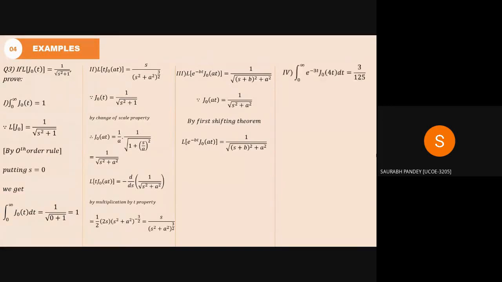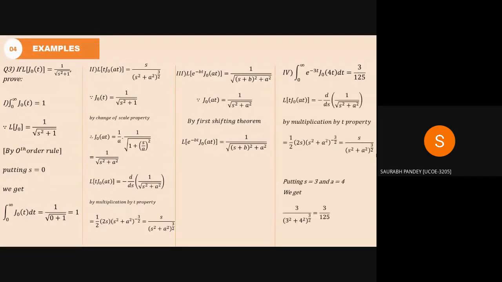So the fourth proof is a limit. We have to prove that the integration of e raised to minus 3t J naught 4t dt, where limits are 0 to infinity, is 3 by 125. So let's try this one.